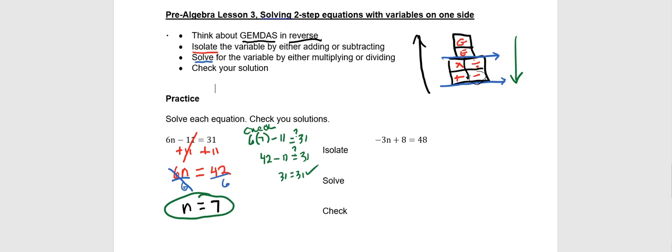You will think reverse GEMDAS. You will isolate by adding or subtracting. You will move on to multiplying or dividing to solve for the variable. And then you will go back and do your check. So I expect to see all 4 steps when you come into class tomorrow and when we check your notes. So from here, you're on your own, and we'll see you in class tomorrow to check in.